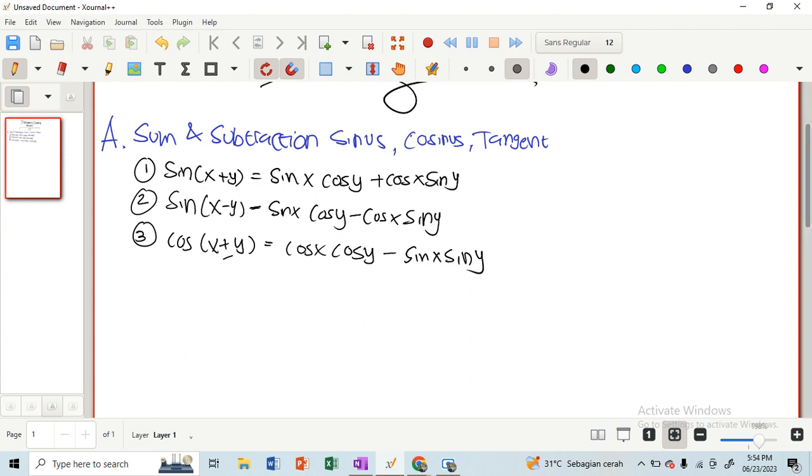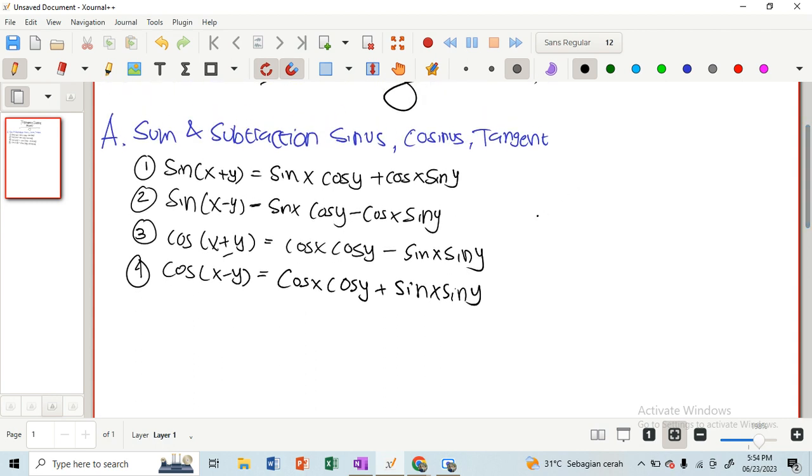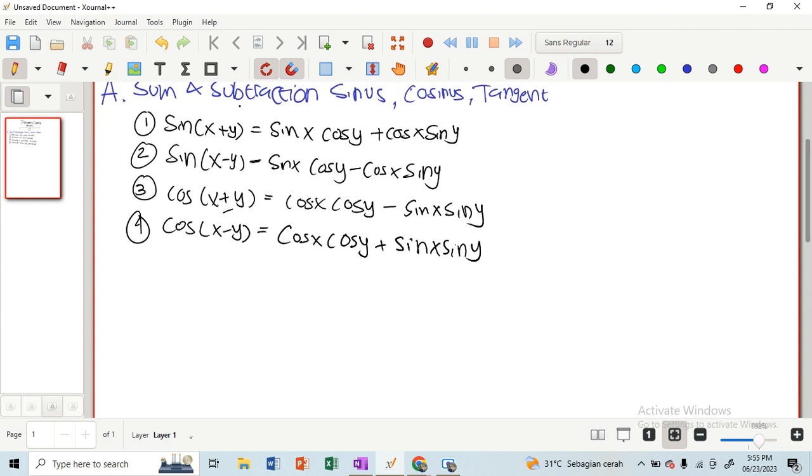It is the identity. And for subtraction, cosine of x minus y, to expand it, we just change the operation here from subtraction to sum, to plus. So cos x cos y plus sin x sin y. This is an important thing to note. Okay, this is for cosine.